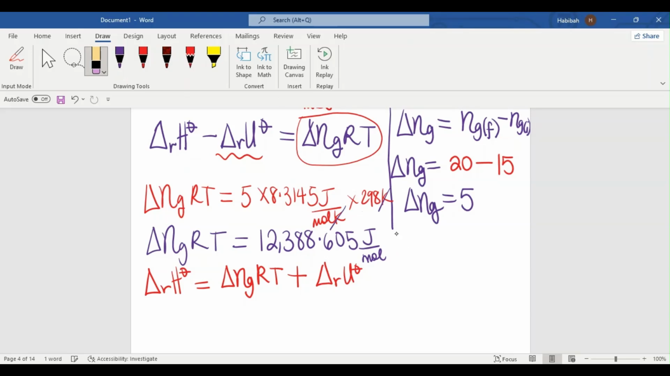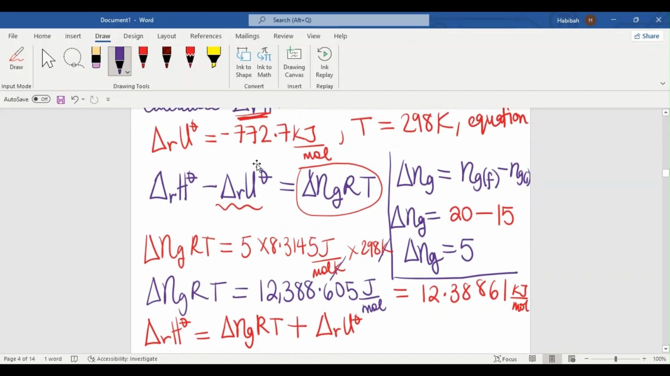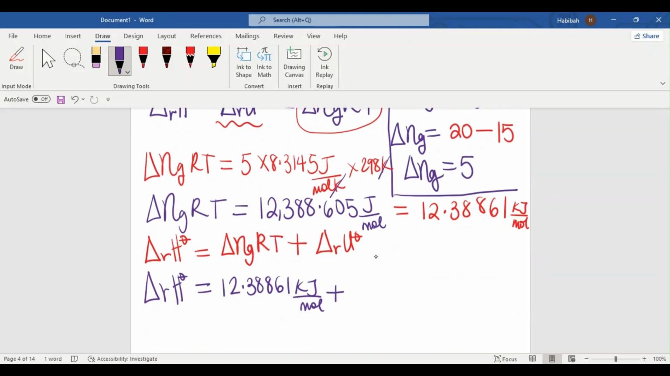So I'm just going to write the joules per mole part of the question up top. This one here would simply be 12.38861 kilojoule per mole. So now we have all our information in kilojoules per mole, and we can just simply substitute. So you have 12.38861 kilojoule per mole, minus, oh sorry, plus the internal energy, which is negative 772.7 kilojoules per mole.